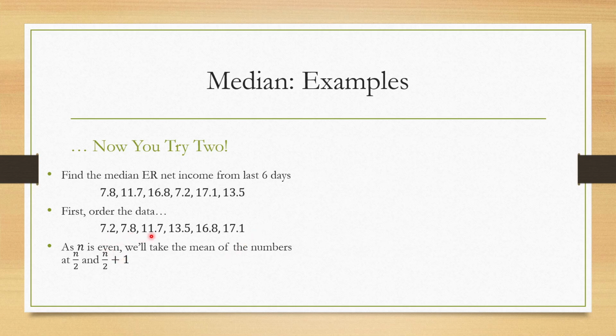I go 1, 2, 3, n over 2, 6 over 2 is 3, that's why I'm going 3. And then 1, 2, 3, 4. The next one up, plus 1, is mathematically how we say the next one up. 1, 2, 3, 4. And I'm looking at the average, or the mean, of 11.1 and 13.5. That's what gives me 12.6 as my median. All right, give it a shot.